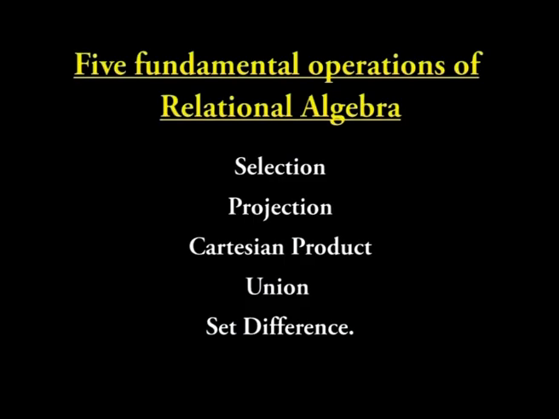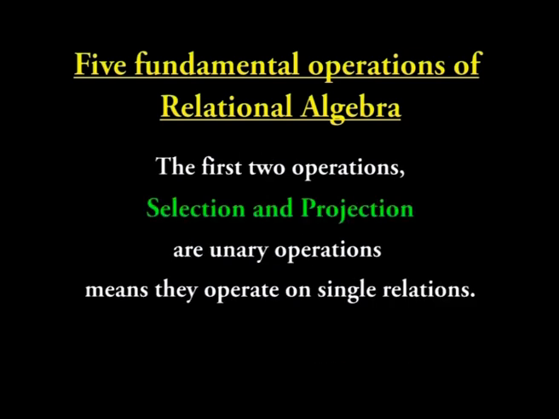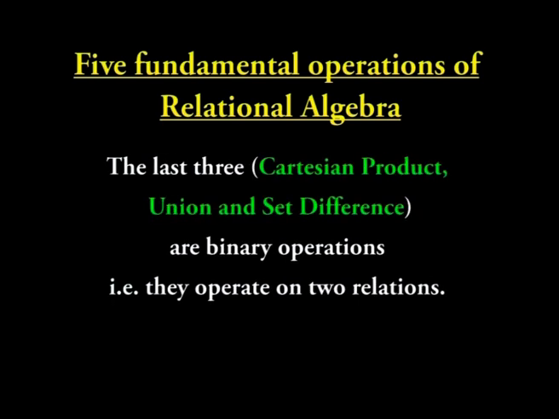There are 5 fundamental operations of relational algebra named selection, projection, Cartesian product, union and set difference. The first 2 operations, selection and projection, are unary operations, means they operate on single relations, whereas the last 3 are binary operations, that is they operate on 2 relations.